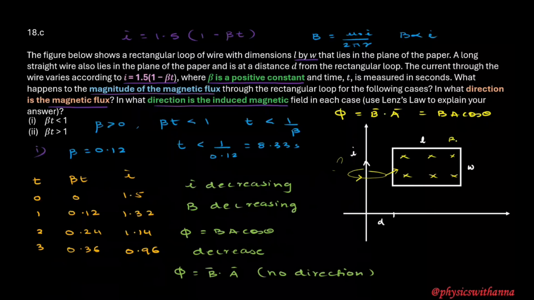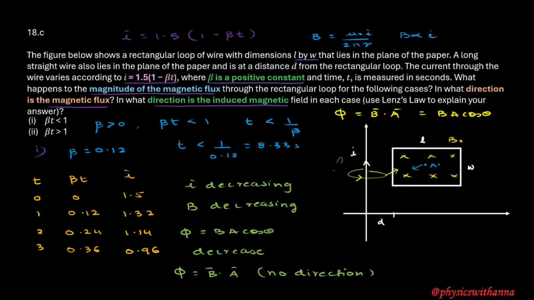I will call this B original, the original field because of the wire. Now, what is the direction of area vector? Area vector always points out of the surface. So since this loop lies on a paper, I will show my area vector coming out from the plane of the paper perpendicular to it. So direction of area vector will be coming out of the plane. So you can either show it with the help of a dot or coming out like this. This is my area vector.